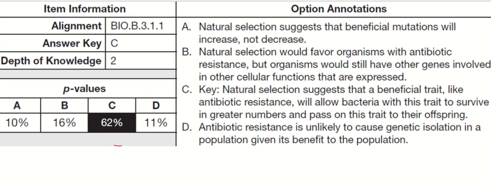2014. Okay, yeah, students did pretty good. Pause your video and read the annotation.